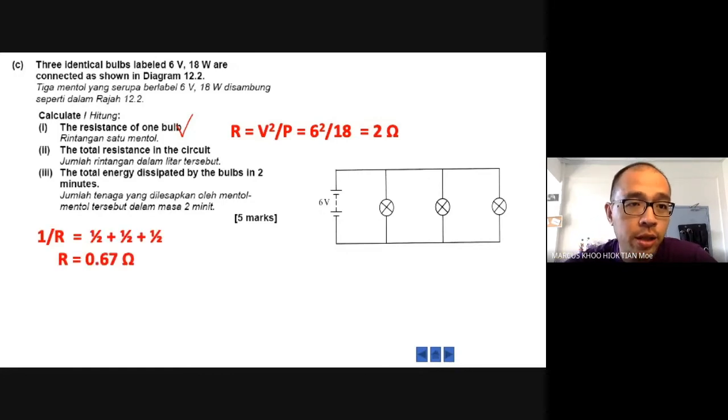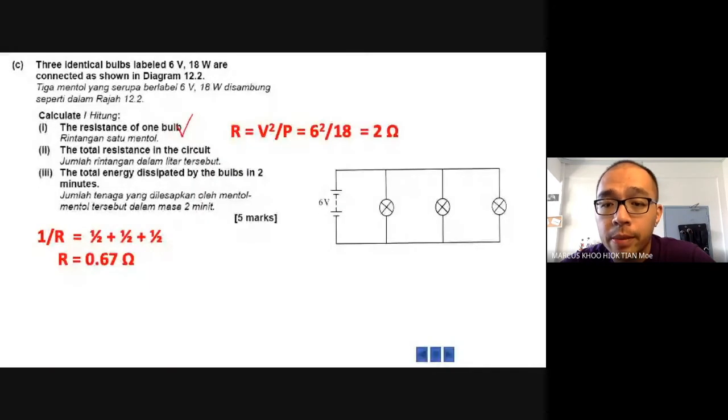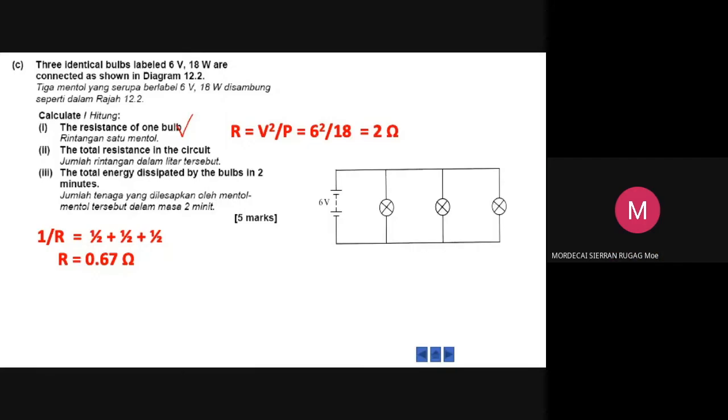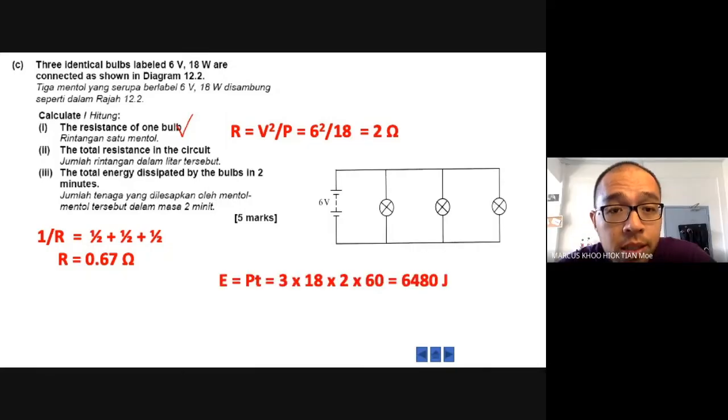Okay, good. Total energy dissipated by the bulbs in 2 minutes. After Michelle is Mordecai. 6,480 joules. Okay, count the energy and then times 2 minutes times 60. This 3 times 18 is given over here.